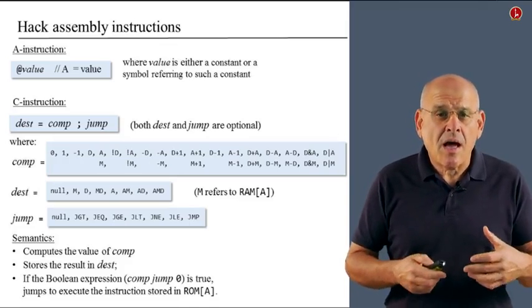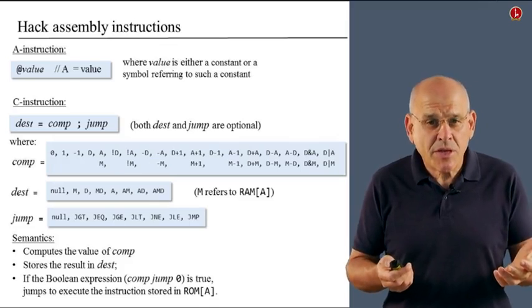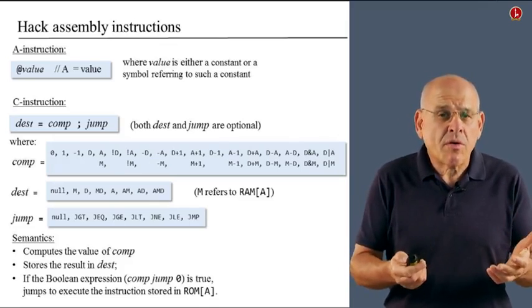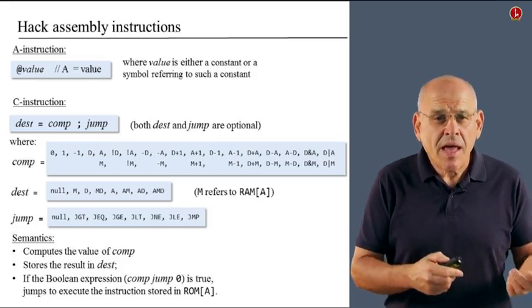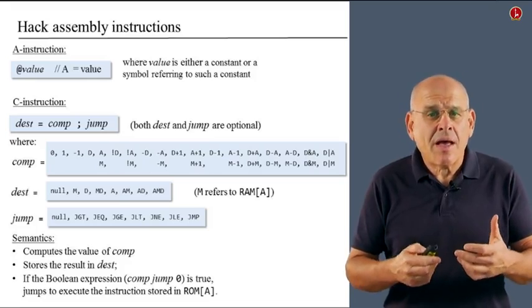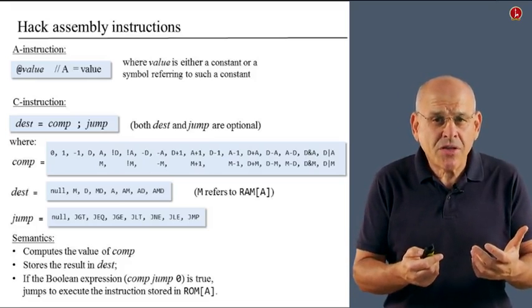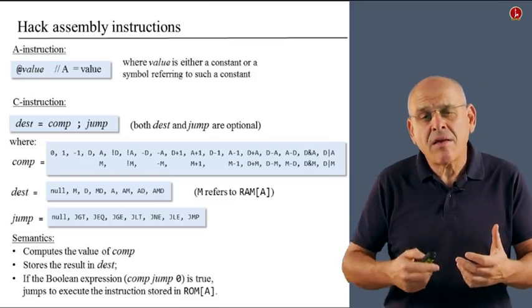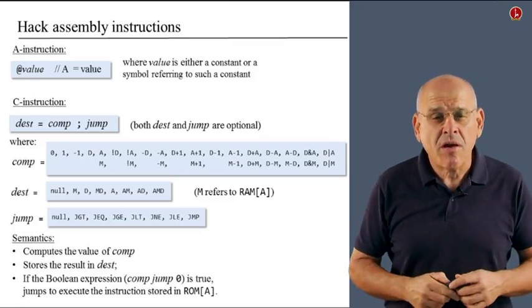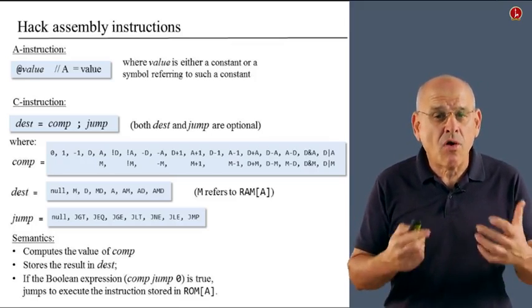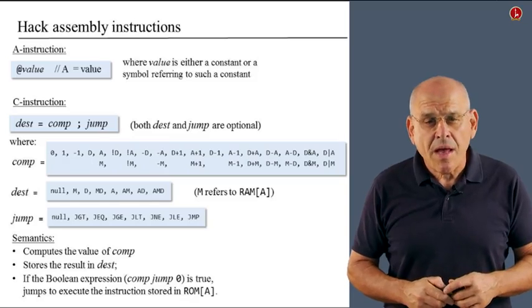We can compute a certain expression. We can store the value of this computation in some destination. And optionally, based on the value of this computation, we can decide to jump and execute something which exists in a different region of the program. We can perform a go-to operation.